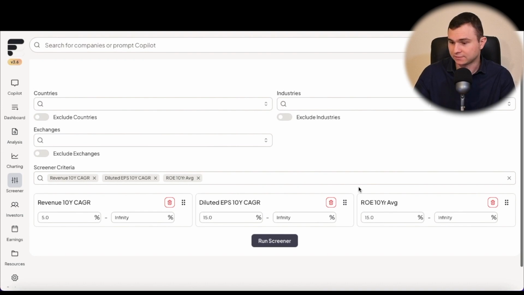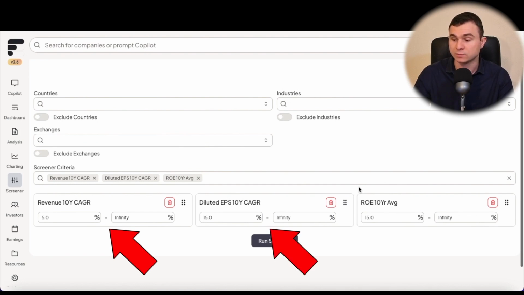I'm on FinChat. This is the screener tab, and I have put 3 filters. I only want companies that have grown their revenue 5% per year for the past 10 years. I only want companies that have grown their earnings per share, EPS, 15% per year for the past 10 years. And I only want companies with a return on equity, ROE, above 15% for the past 10 years. That's a measure for efficiency. So I want companies with a good revenue growth, a very strong EPS growth with a lot of efficiency. These are 3 filters, but you can add any filter you want, any criteria you want.